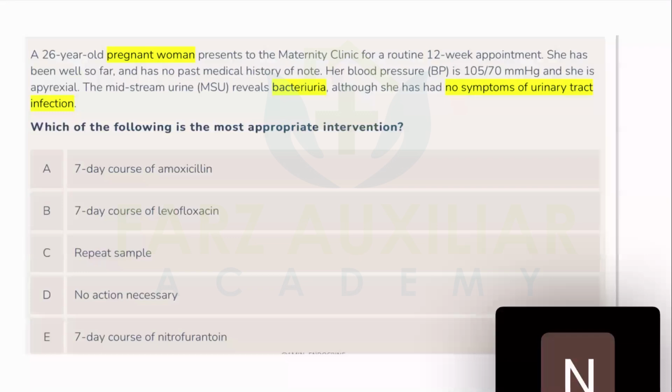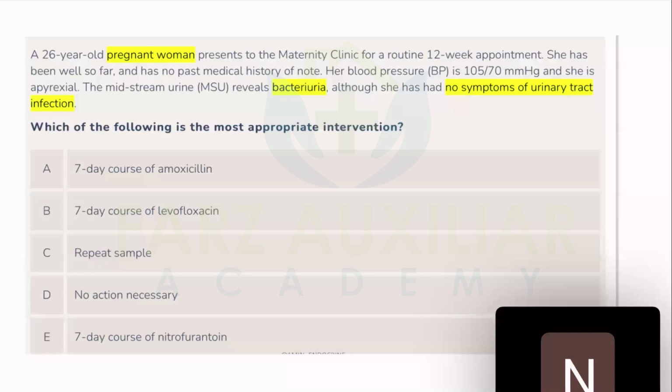So we can't say that you have to repeat the sample, because what will you do with the repeat sample? The midstream urine is the classical, documented, approved sample for bacteriuria, right? So you don't need to repeat the sample. And what is option D? No action is necessary. They have given the option of coming back after 1 week or 2 weeks.